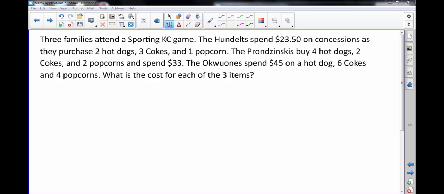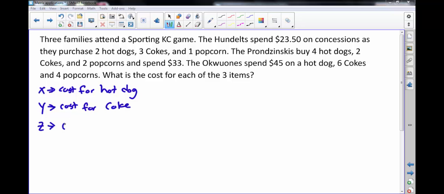So in order to set up our system on this problem, we really should define variables so we know what stands for what. So I'm going to define X, and I'm going to try to stay in the same order. So X would be, and at the last of the problem it says what is the cost for each of the three items. So this would be the cost for hot dogs, and really when I say hot dogs I should probably say for one hot dog. Y would be the same thing, cost for a Coke. And then the final thing, Z, is the cost for a popcorn.